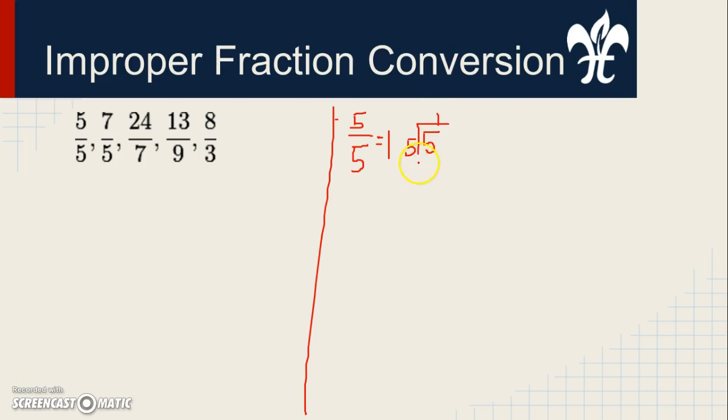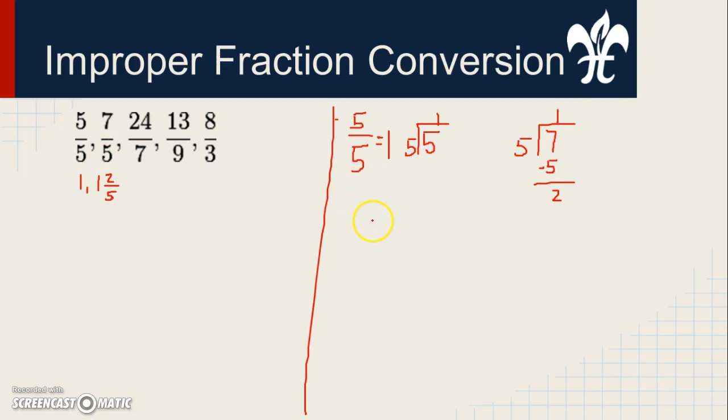The same thing is true for 7 over 5. So this is 1, comma, 7 over 5. I have 7 divided by 5. It goes in there one time. 1 times 5 is 5. When I subtract, I'm left with 2. That's my remainder. So this becomes 1 and 2/5. Notice my remainder becomes the numerator. My denominator stays the same.